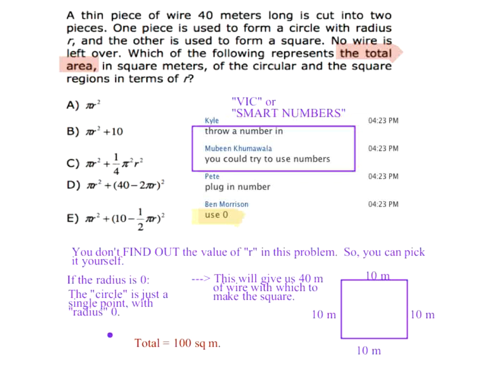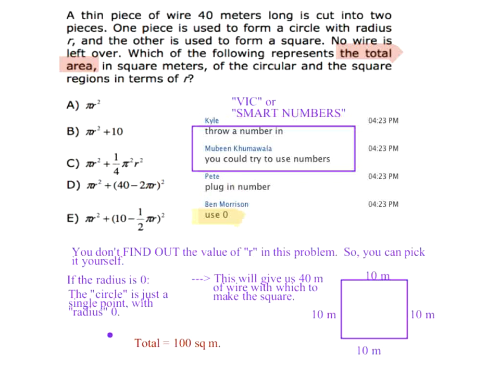What do we do with the answer choices? I mean, the answer choices don't say 100 square meters. They have like random expressions of pi and r everywhere. So, who can tell me what we do with those? Yeah, you take the same thing you plugged, right? 'Cause that's the point of this method, is that r is not r anymore. At least for the moment, r is 0.